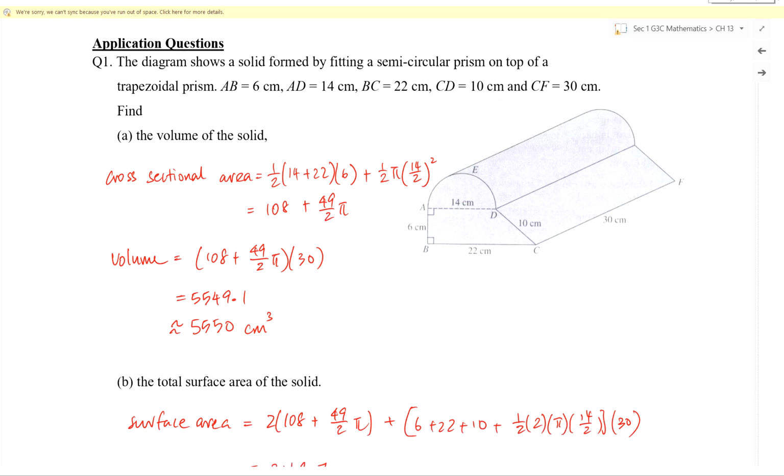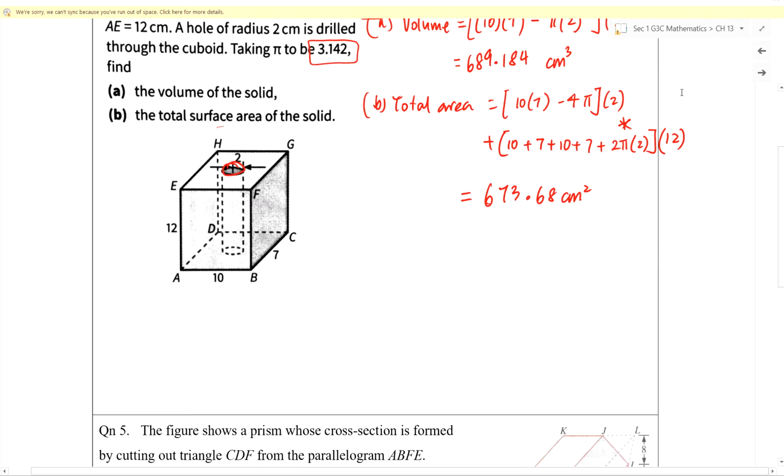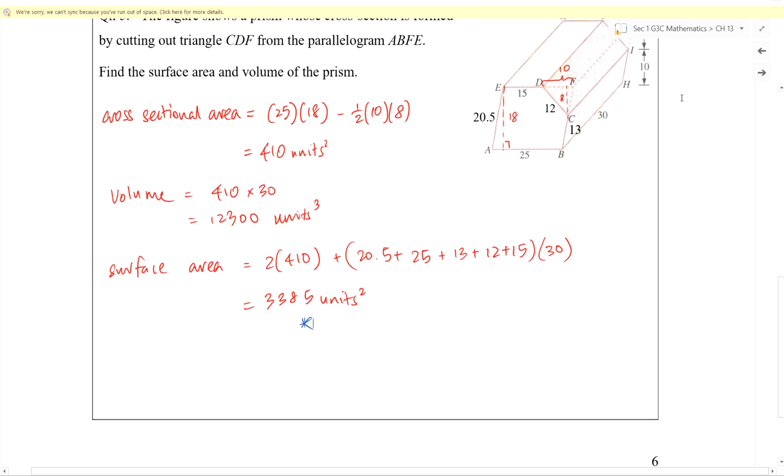Okay, so was this the homework question? The very first one? Okay. Yes? Question 5. Oh, here, yes.